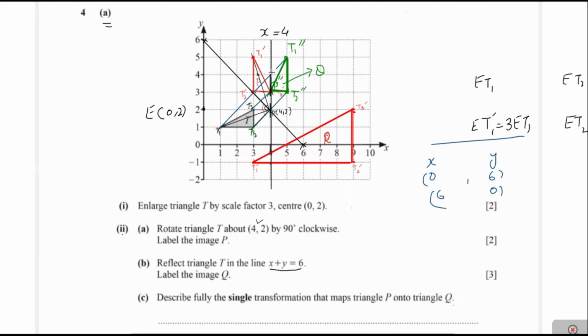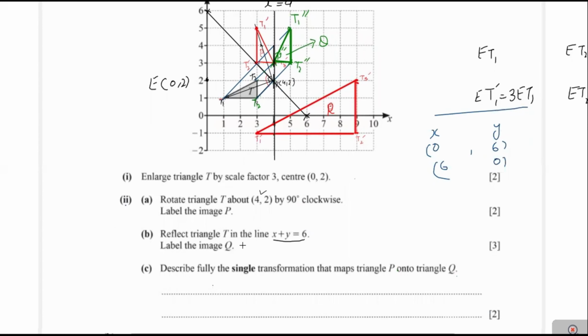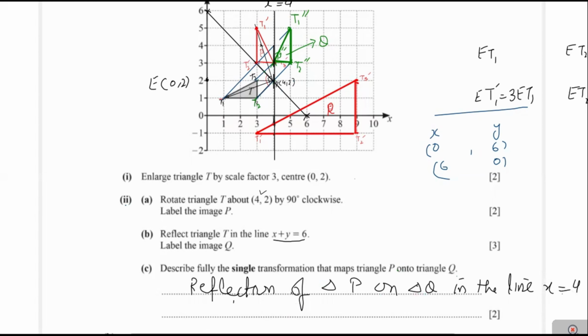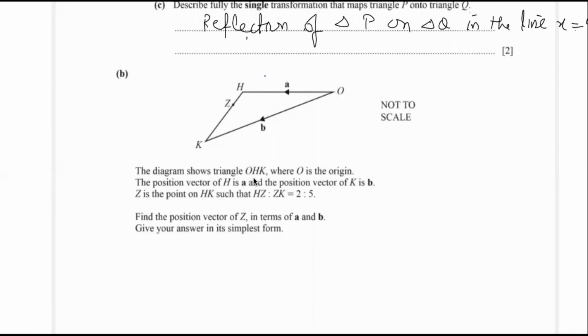Now you can see here, this is the reflection of triangle P onto triangle Q in the line x equal to 4. Now we can write that this is the reflection of triangle P onto triangle Q in the line x equal to 4. This is the answer.